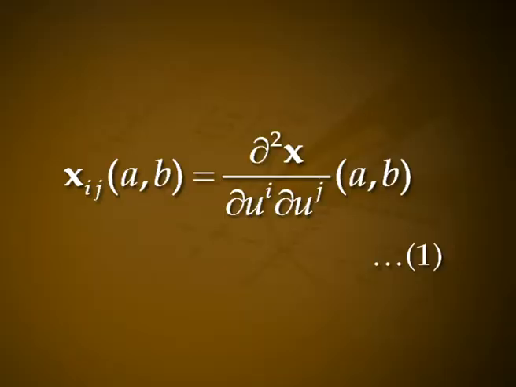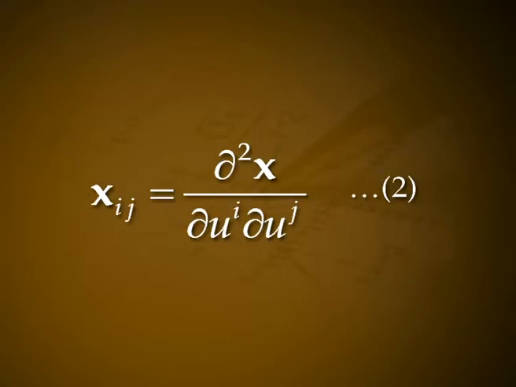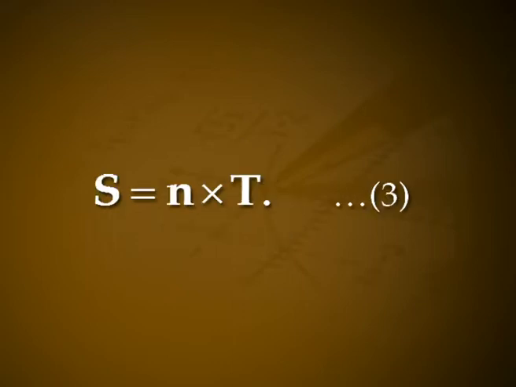Notation. If x from U to R^3 is a simple surface and gamma(s) is a unit speed curve in the image of x, then x_ij ab is equal to the second partial derivative of x with respect to u^i, u^j at the point ab, equation number 1. x_ij is equal to the second partial derivative of x with respect to u^i and u^j, equation number 2. S is equal to N cross T, equation number 3.